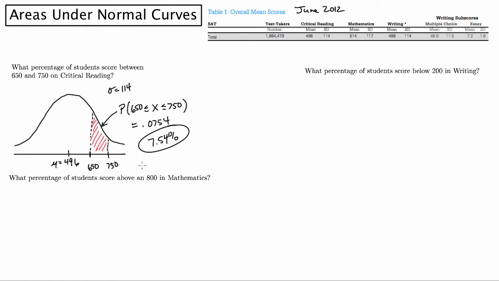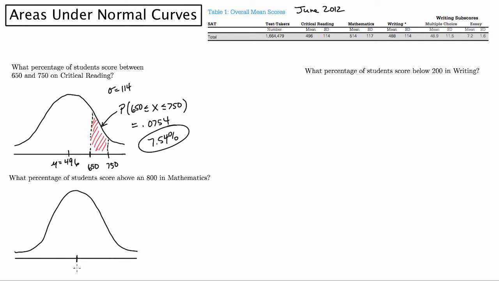All right, let's turn our attention to this next question. What percentage of students score above 800? So based on the data, we are looking at the mathematics distribution in this case. So I'm just going to draw in sort of a normal curve here. That one's not the best looking. Let me try again. So I'll draw in a normal curve.